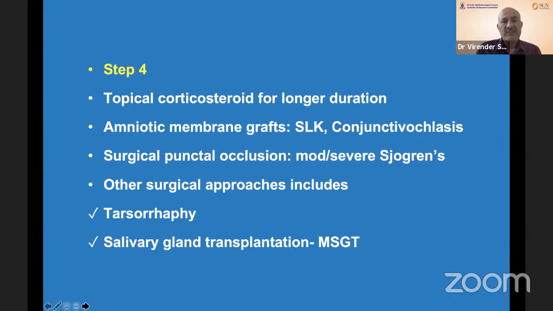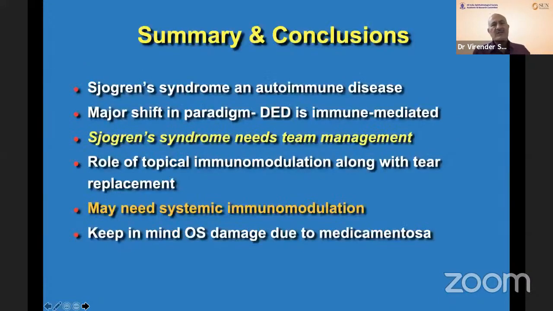Surgical management may have a very limited role, only maybe punctal occlusion, maybe cataract surgery. If there is a PED, you may need to do an AMG and tarsorrhaphy. And rarely you may do a minor salivary gland transplantation. So in summary, it's an autoimmune disease that needs topical and systemic immunomodulators and a multi-team approach for the management.